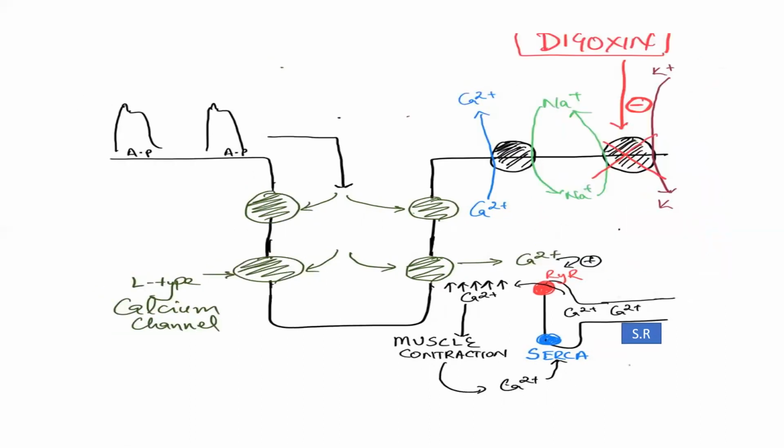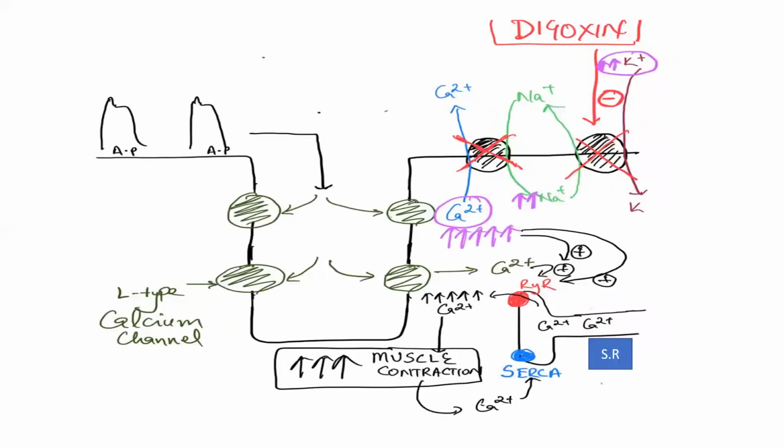Digoxin is basically a sodium potassium ATPase pump inhibitor. Now think about this for a moment. There is no net inflow of potassium, and there is no net outflow of sodium. If there is no net outflow of sodium, do you think the sodium calcium exchanger will send more sodium in and move more calcium out? No. So let's focus on the sodium first. As the sodium goes high, the sodium calcium exchanger also gets inhibited.